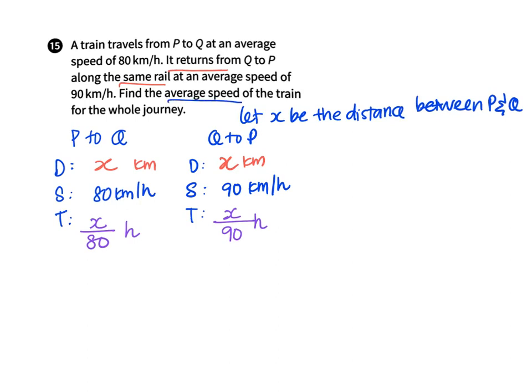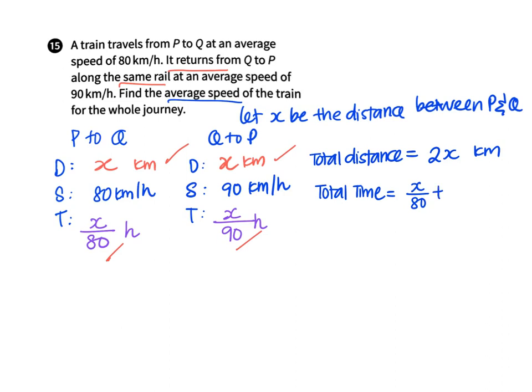So they want us to find the average speed of the whole journey. That means total distance is given by X plus X. That means we'll have 2X kilometers. Total time taken will be X over 80 plus X over 90 hours.